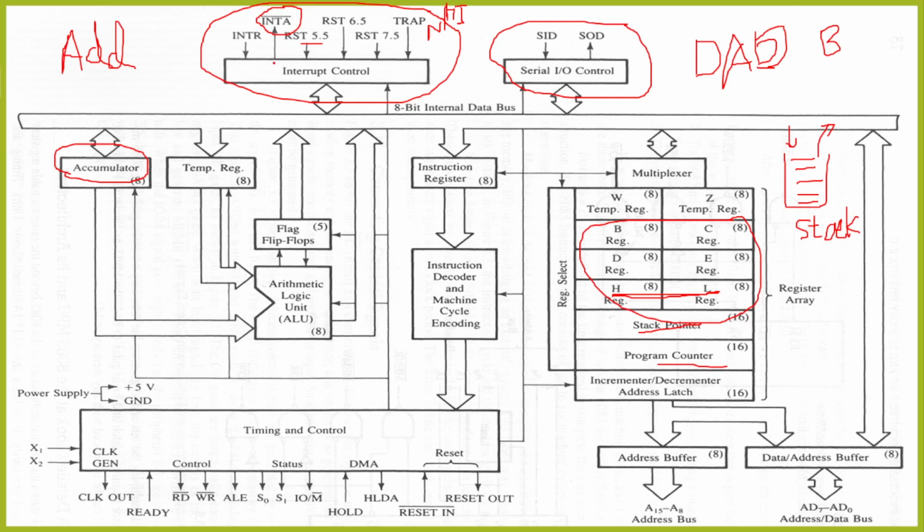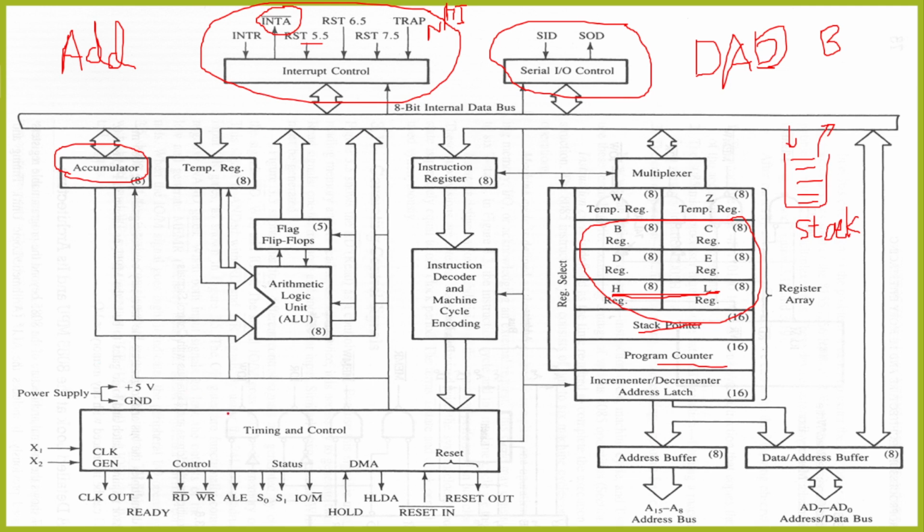RST means restart. Here the interrupt control function is to validate the interrupt, whether it is enabled or disabled. If it is enabled, it finds out the vector address, and then control has to be transferred to the new memory address where the program is located for the corresponding device making the request through an interrupt. That is the interrupt control.